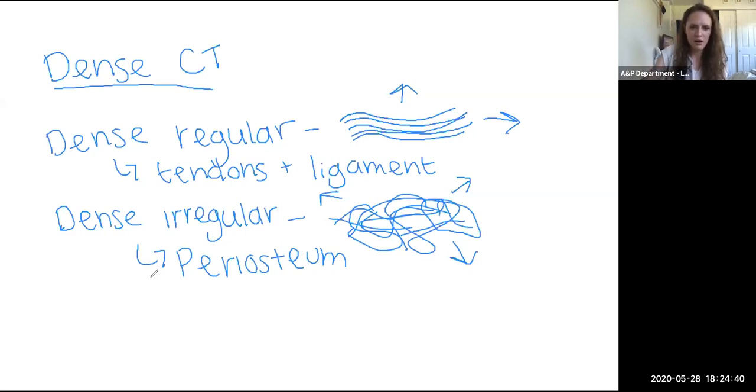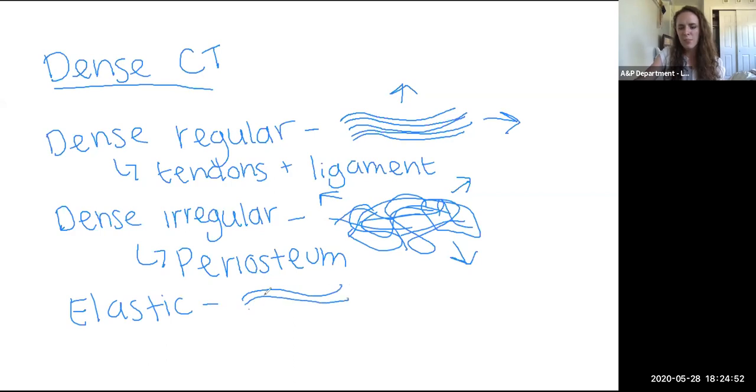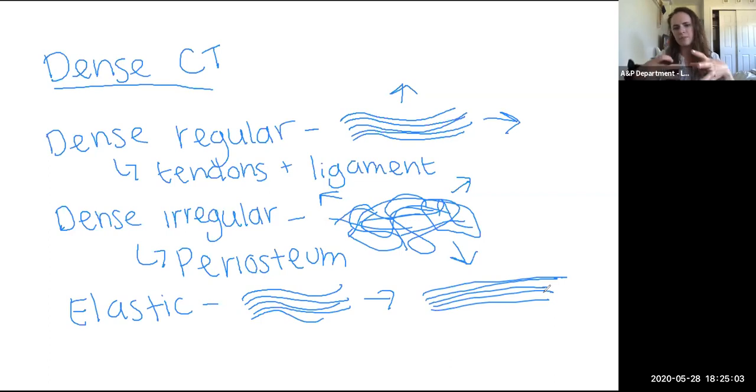Okay, our last one is going to be elastic. This one, as it sounds, is just a bunch of elastic tissue. This looks like dense regular, a bunch of elastic fibers stacked nicely, but if you stretch it, it's going to be able to stretch out and then retract back into its original shape.